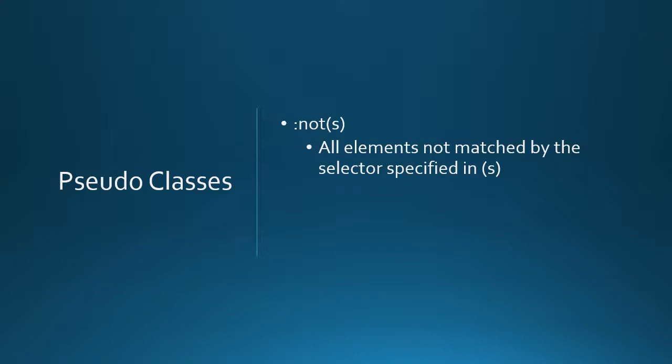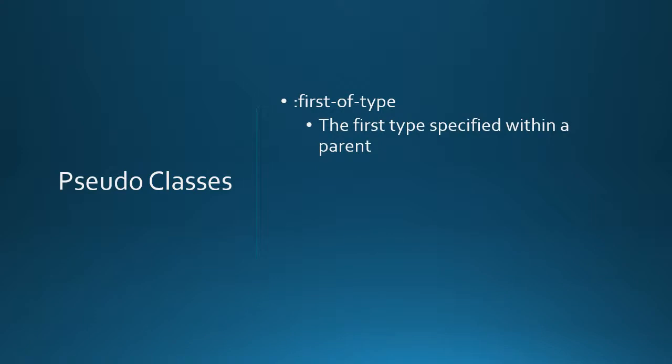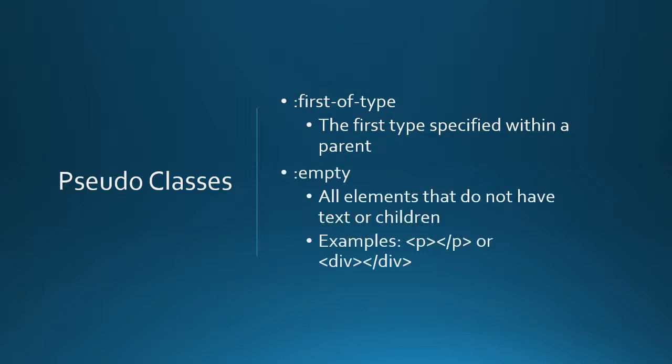There were a number of new pseudo classes that were added to CSS3 as well. We're not going to go through all of them, but we'll go through a few. There's one for not, so this allows you to specify some sort of selector within the not expression there, and then all elements that are not matched by that, the style is then applied to those. We have first child, so the first child in a container, regardless of the type of item, could be selected. We have first of type, so the first type specified within a parent. So again, the rule would be applied to that particular item.